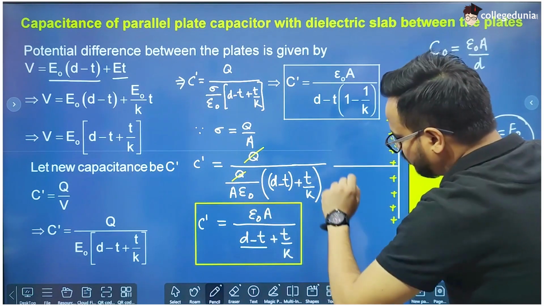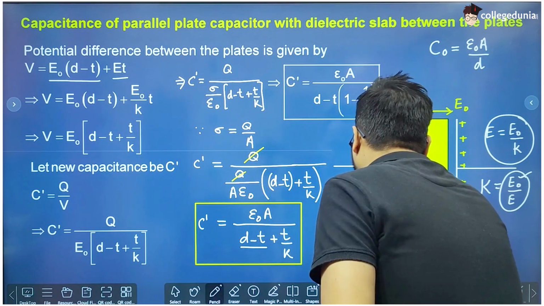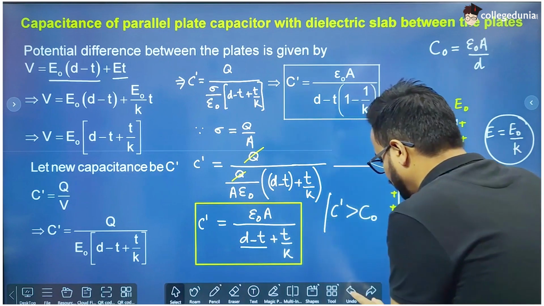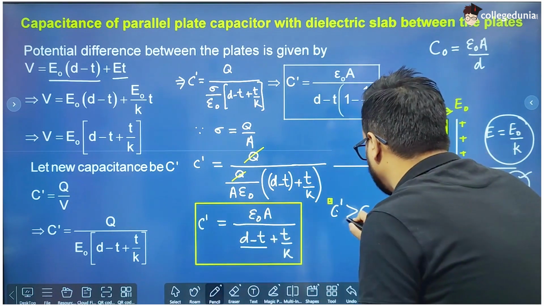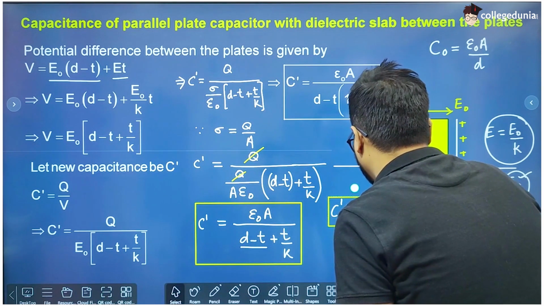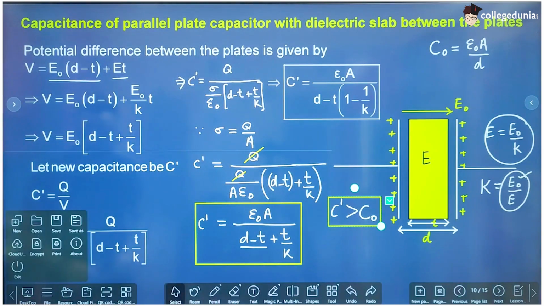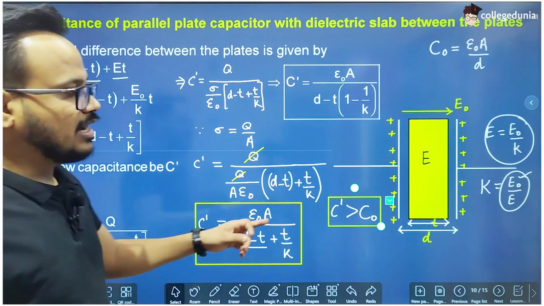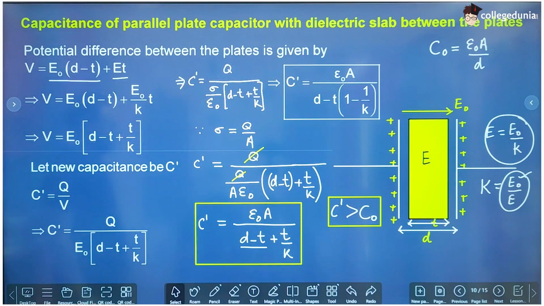So C dash is greater than C naught, which means when a dielectric slab is inserted between the plates of the capacitor, the capacitance of the capacitor increases. Clear?